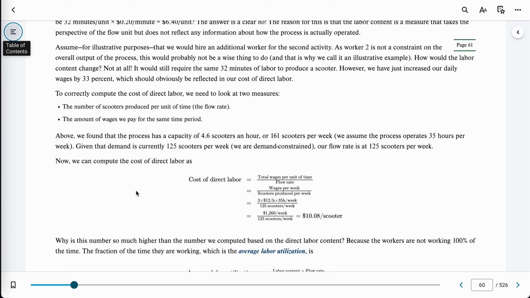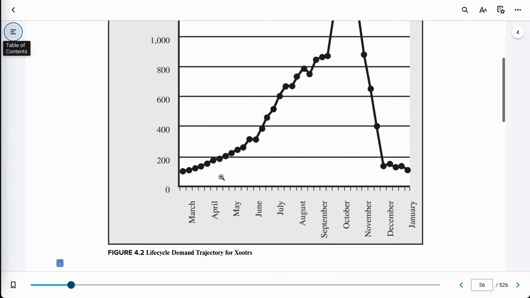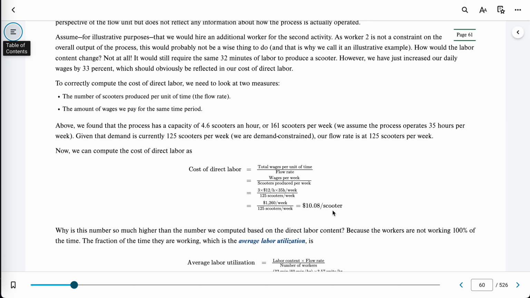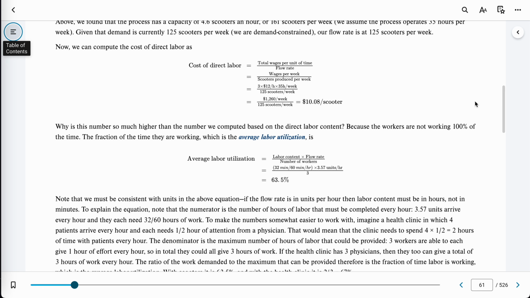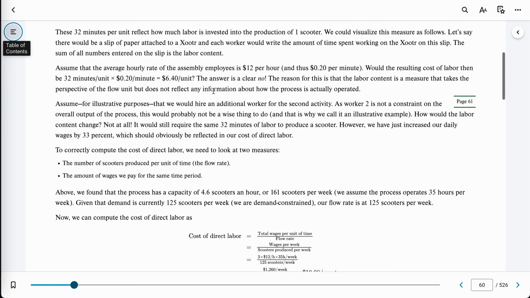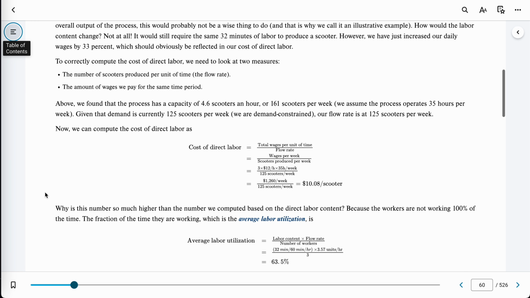When Nova Cruz started out, if you remember that demand curve that we saw here, their demand was 125 per week. And that's what we are looking at right now, okay? And that's the direct cost, $10.08 per scooter. So why is this so much higher than the number that we computed here, which was $6.40 per unit, right? If we just looked at the labor content, why is this so much higher?